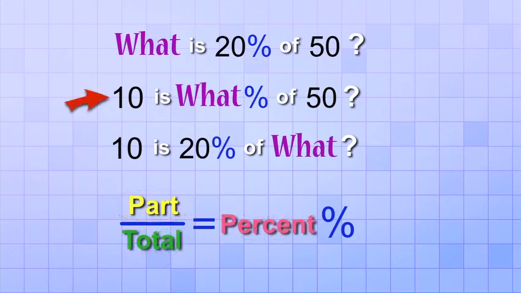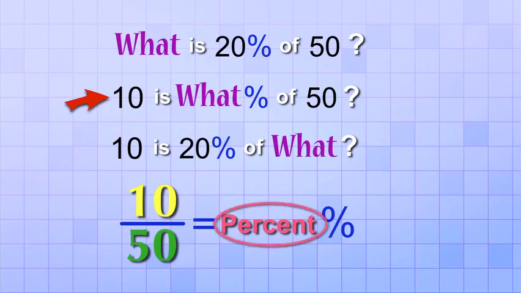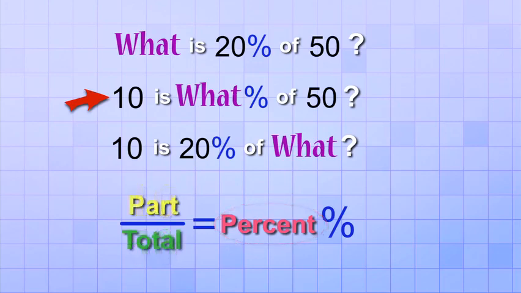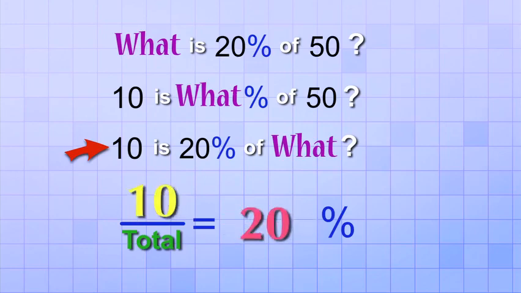The second type of problem is what we're going to learn in this video. In this type of problem, we know both the total and we know what part of the total we have, but we need to figure out what percentage of the total that part is. We need to find what percent is it. And the third type of problem is what we'll learn in the next video. For that type of problem, we know what part we have and we know what percent of the total it is. We just don't know the total itself.